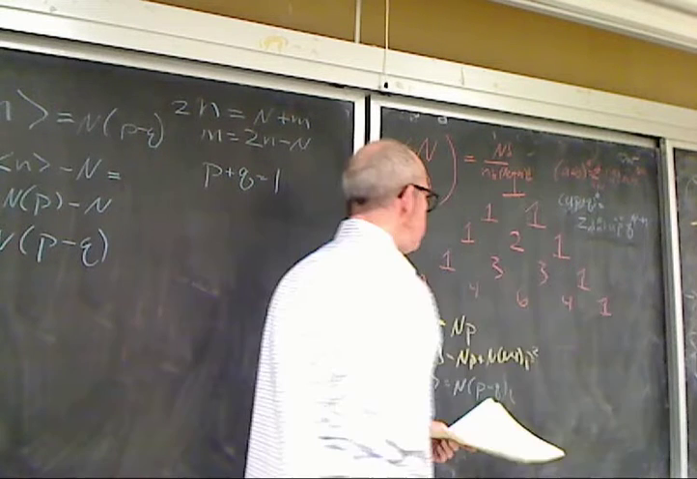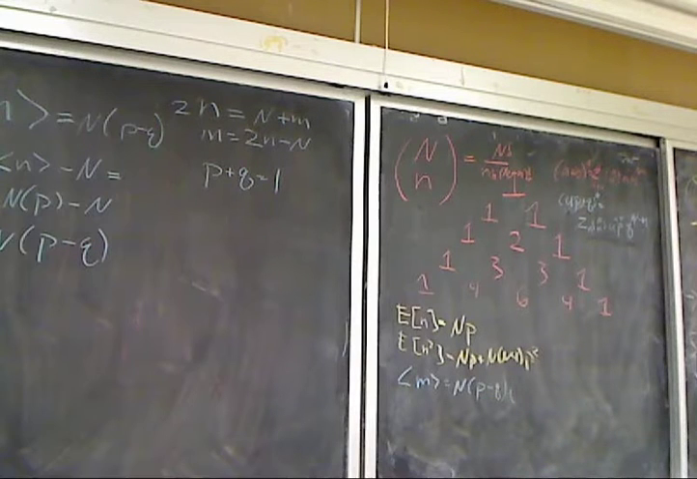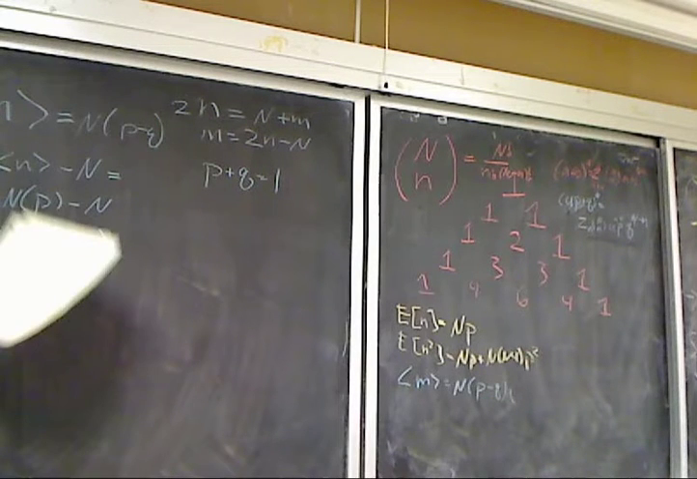So if the probability of going to the left and the probability of going to the right are the same, then what is m? 0.